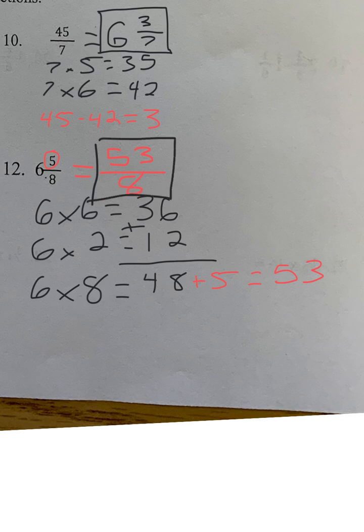Let me remind you of what this means. So I have 53 pieces colored in out of pies that are cut into 8 pieces. If I were to reverse this, that means that there are 6 whole pies colored in and 5 pieces left over out of a pie that's cut into 8 pieces. So 53/8 is my answer.